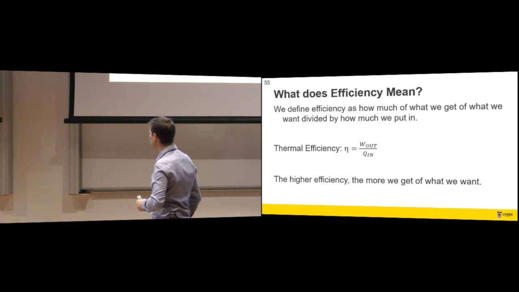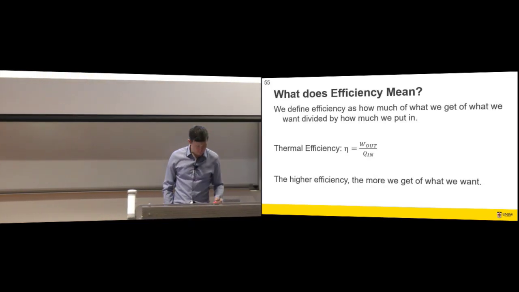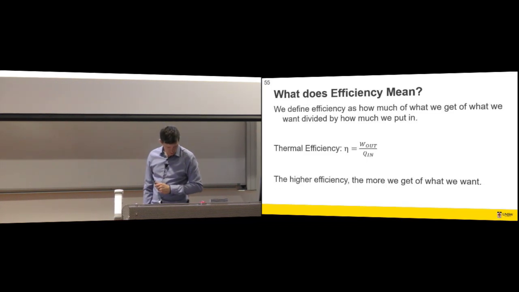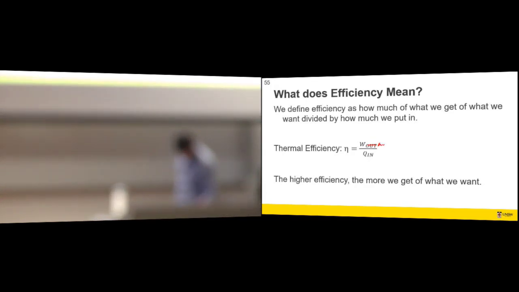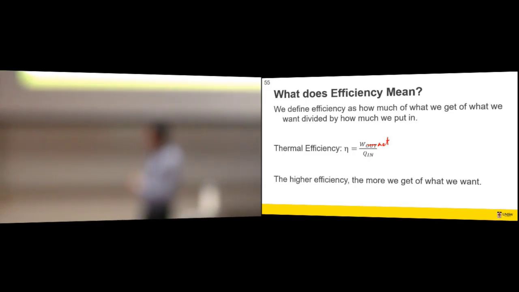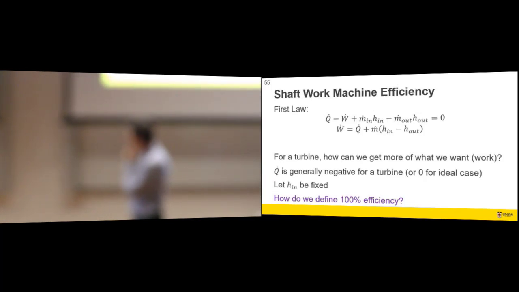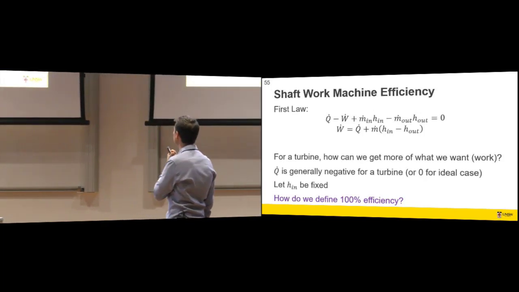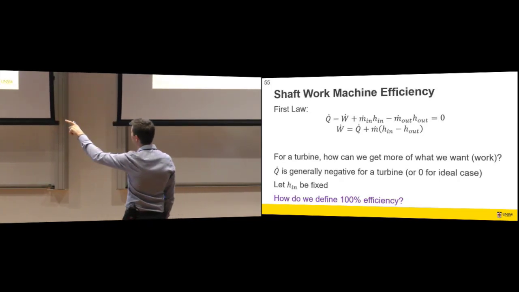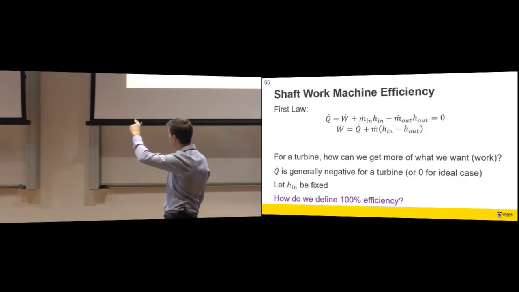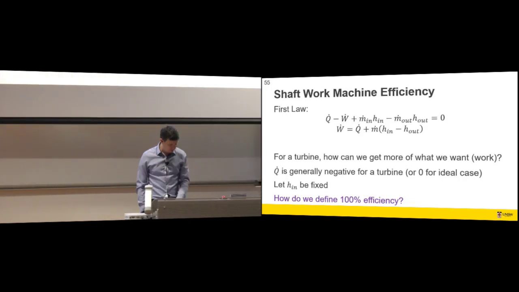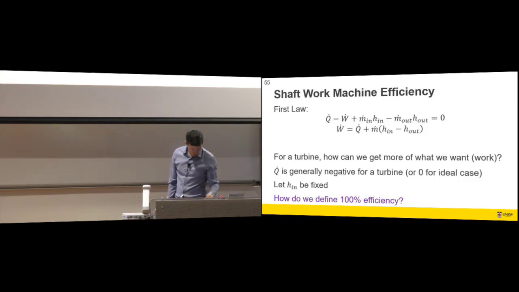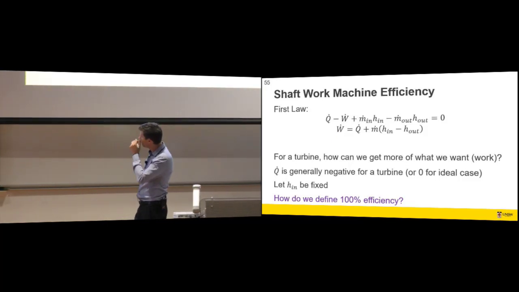So this is recap. I prefer doing it as an interactive thing. So we define thermal efficiency, work out over Q in, that should probably be work net. The higher the efficiency, the more we get of what we want. So this is our first law for steady state, steady flow systems: heat minus work plus mass flow in times enthalpy in minus mass flow out times enthalpy out equals zero. And if you assume that you've just got one inlet, one outlet, which is not always true, but is a nice assumption to start with, and work is what you want, this power, because it's got the dot above it, so power is what you want.